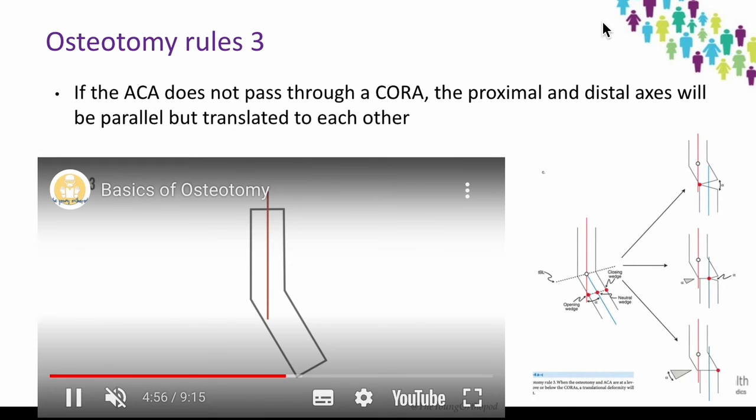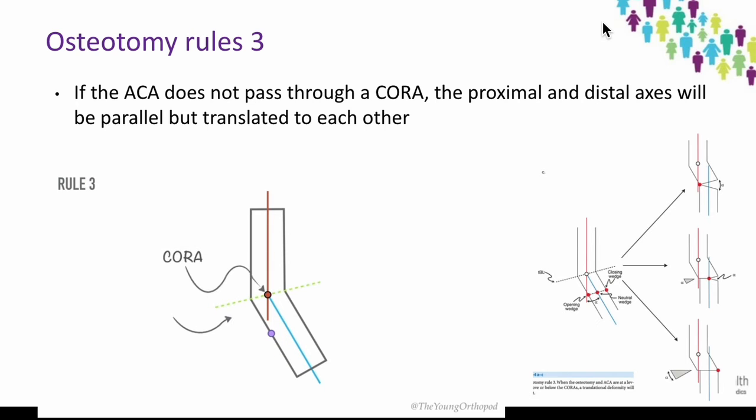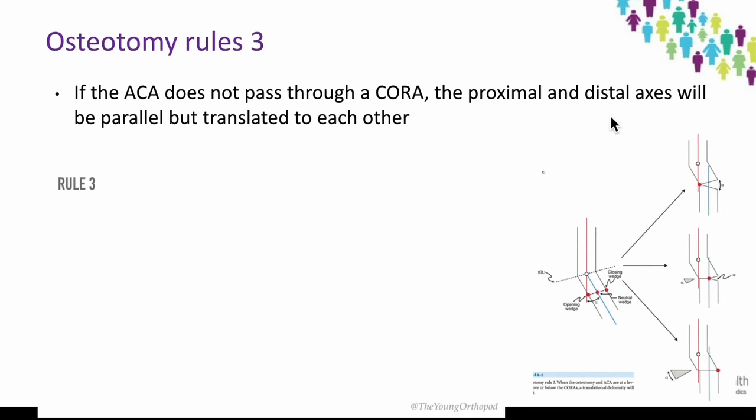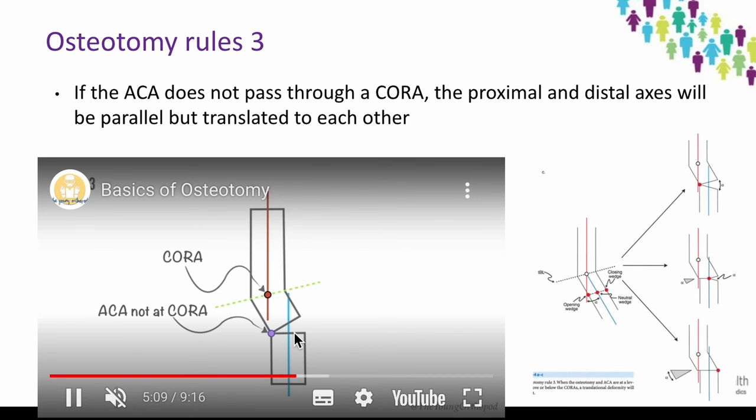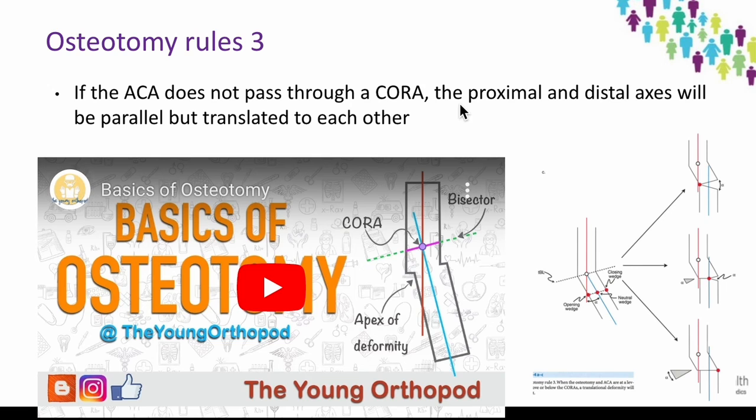The final osteotomy rule is if the ACA does not pass through a CORA, the proximal and distal axes will be parallel but translated to each other. So our red and our blue line are parallel to each other but translated. So you can see again, translation between the two axes.